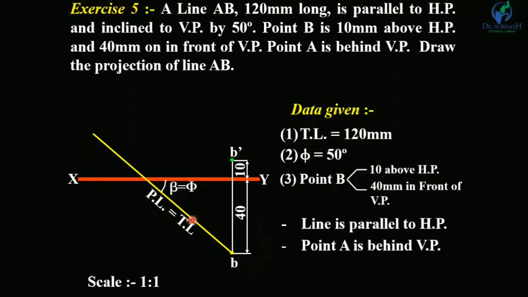So plan length is equal to true length. So point A will be here. Point A is behind VP, right? Behind VP means the plan of this point A is above the XY line. That's why the position of this plan is like this. Now draw the projection. So here is A dash. This A dash B dash is the front view, which is parallel to XY, and AB is the top view, or we can say plan length is equal to true length.